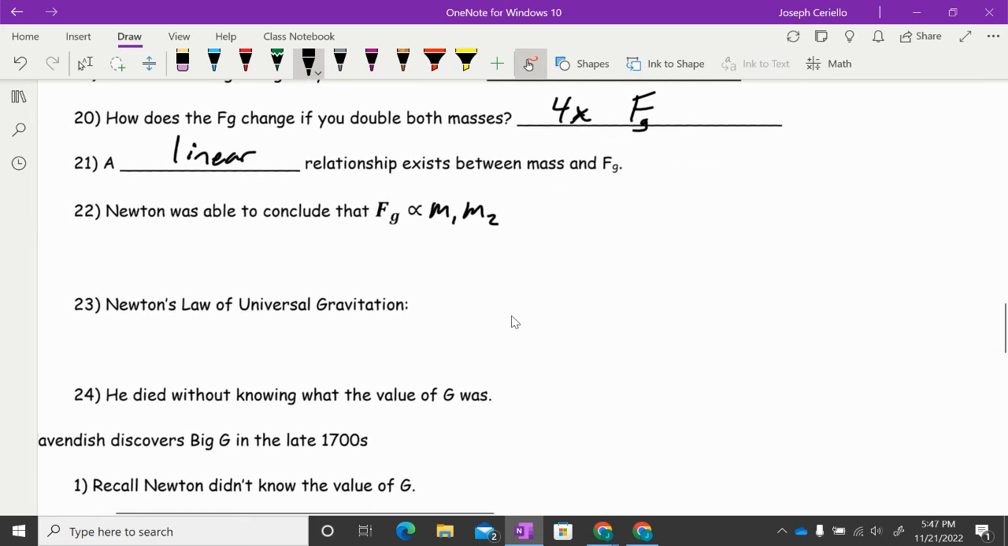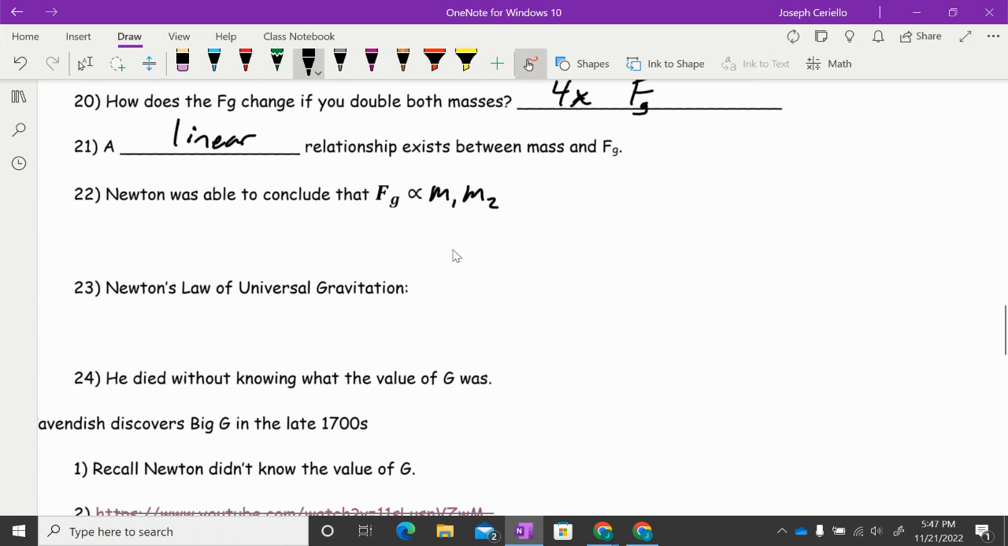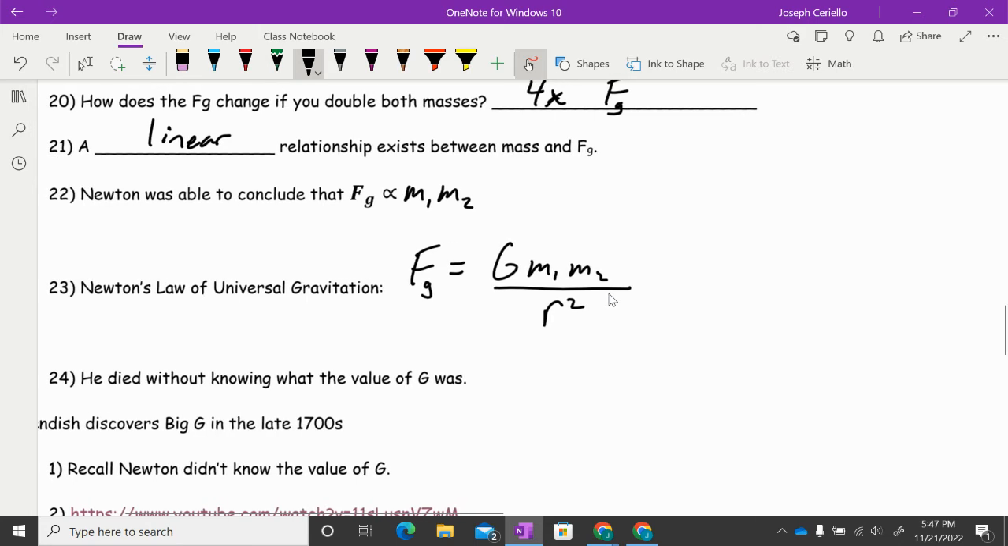All right. So Newton came up with this universal law of gravitation. It looked something like this: Fg equals G m1 m2 over r squared. It looks something like that on your reference table. Just find it and make sure you're familiar with it. Here G is a constant, m1 is the mass of object 1, m2 is the mass of object 2, and r is the distance between them.